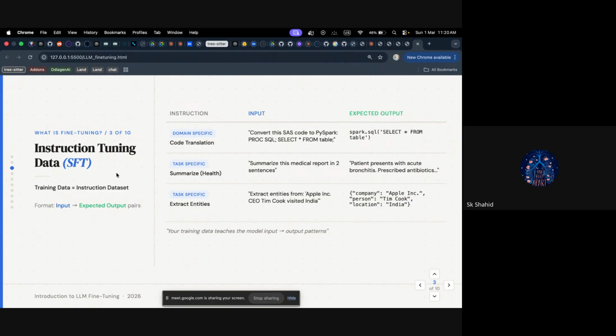So this is what our training dataset or instruction dataset looks like. It always should have an instruction, an input, and an output column for your reference.